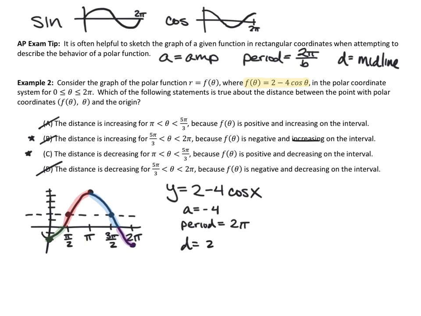Now we're good students, so we're going to verify that C is correct. The reason on C says that for pi to 5 pi over 3, f of theta is positive. Is that true? Is it positive? It's above the x-axis, so yes. And is it decreasing? Yes, so this is the correct answer.